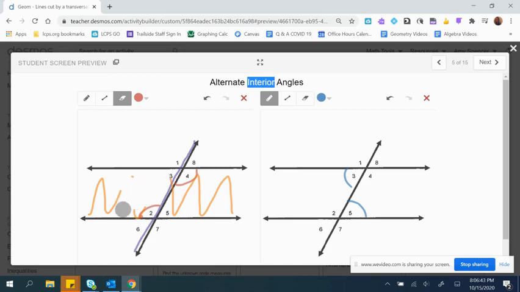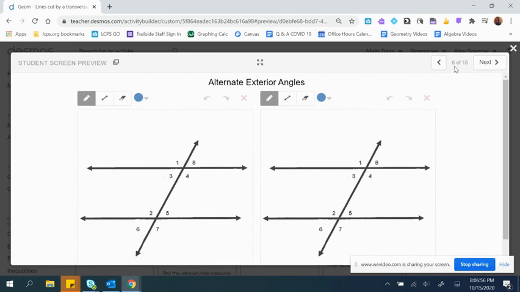I'm going to take this yellow here out so that you can see that picture just a little bit more clearly without the extra clutter. Those are the two locations that you can look for to find the alternate interior angles. When you move on to slide 6 in your Desmos, we're going to talk about alternate exterior angles.